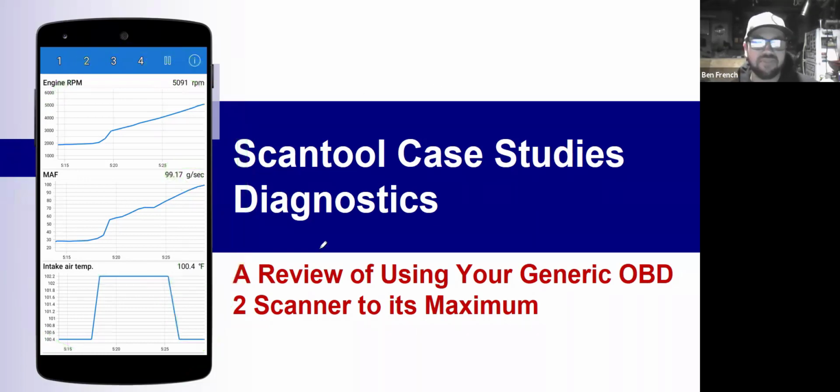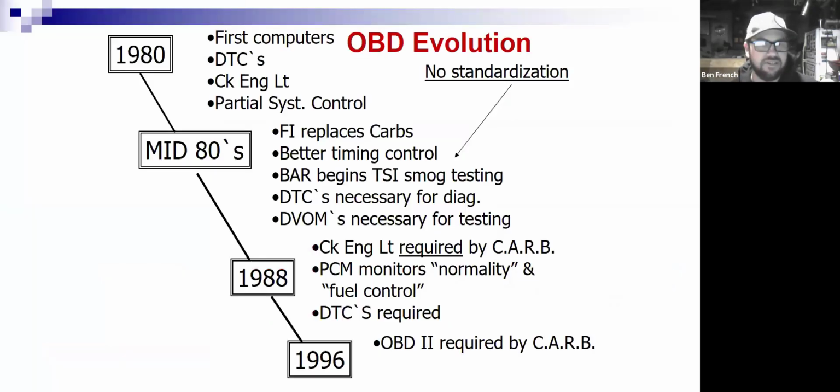All right. Let's jump in here. So we started our semester talking about the history of onboard diagnostics, right? Our OBD evolution, if you will. When we started in the 1980s, everybody was all over the place. I will say that GM systems had about the best diagnostics around.